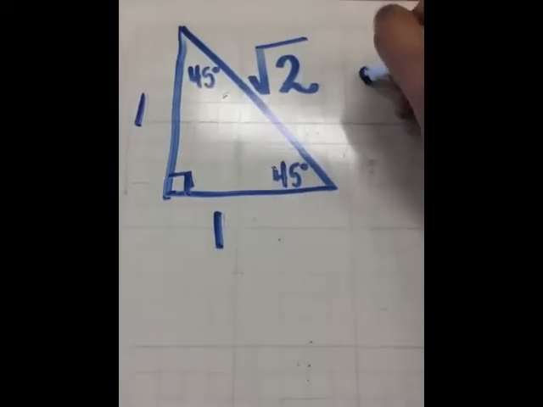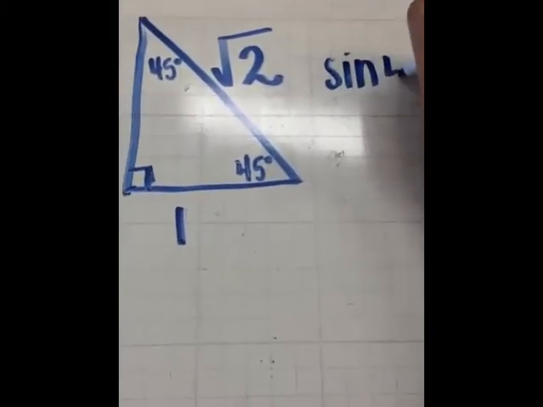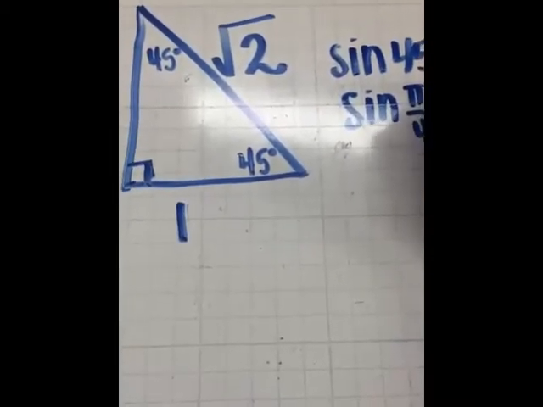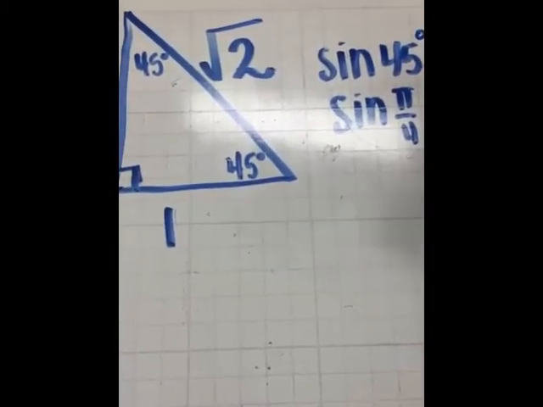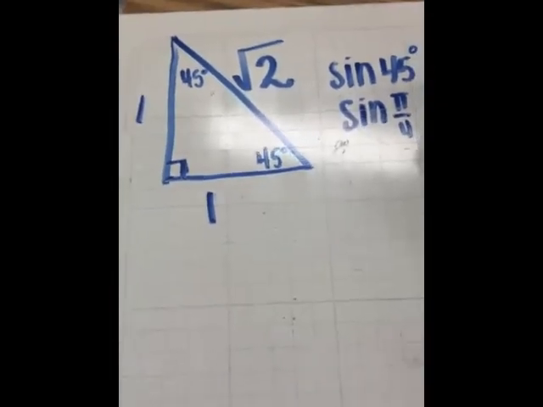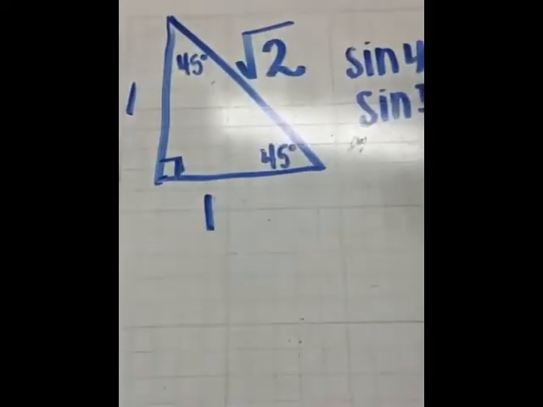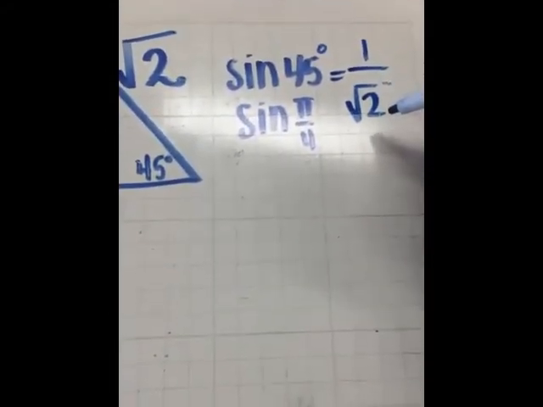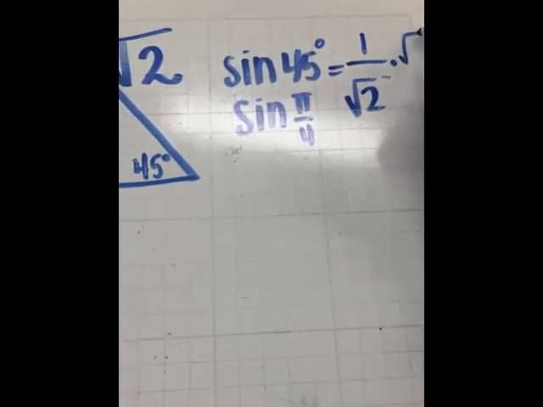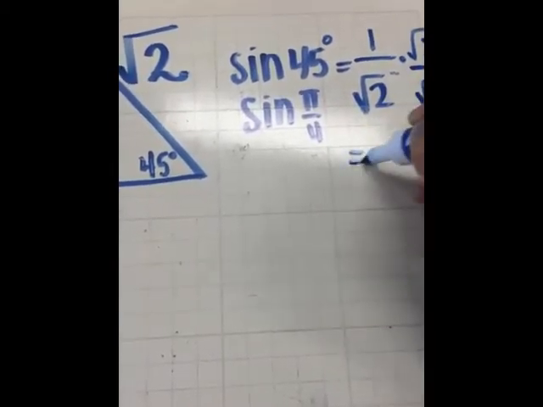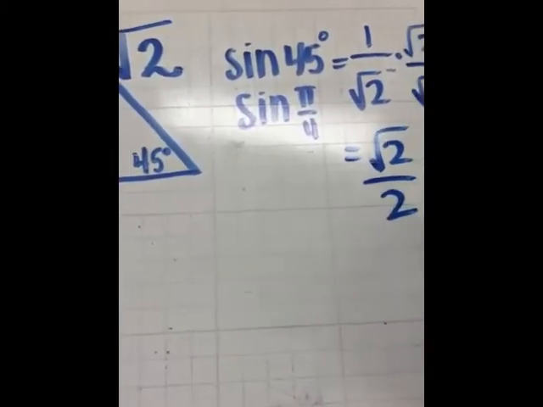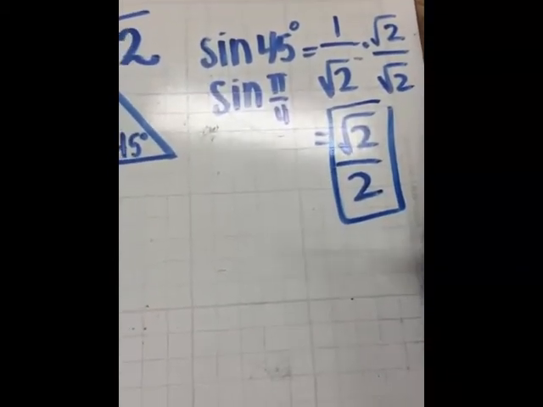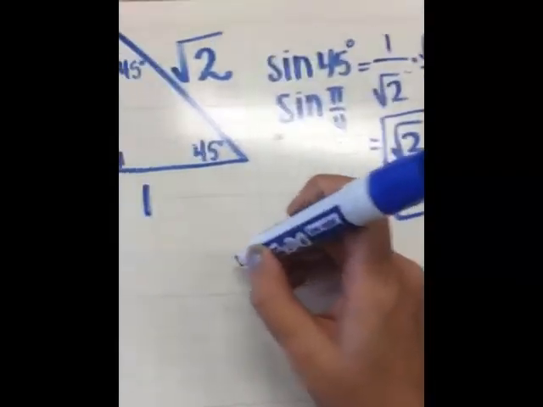So if I wanted you to find sine of 45, or in radians, sine of pi over 4, that would be opposite over hypotenuse. So opposite of 45 is 1. Hypotenuse is root 2. But you can't leave a radical in your denominator. You're going to have to rationalize that denominator to get root 2 over 2. So sine of 45 is root 2 over 2. That's something you should probably memorize.